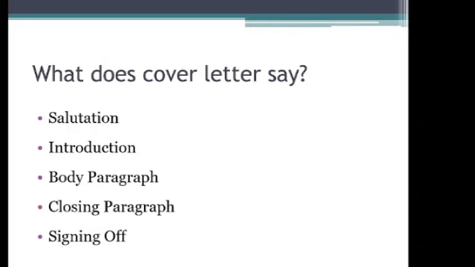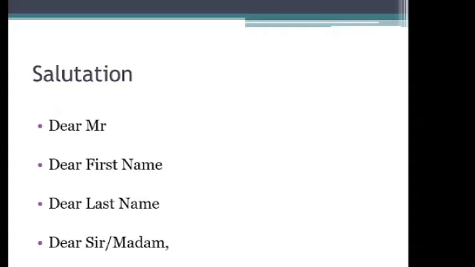Now what does the covering letter consist of? Here we have given 5 parts of a covering letter: the salutation, introduction, body of the paragraph, closing paragraph, and signing off. This is the basic requirement for a cover letter. You can increase it.